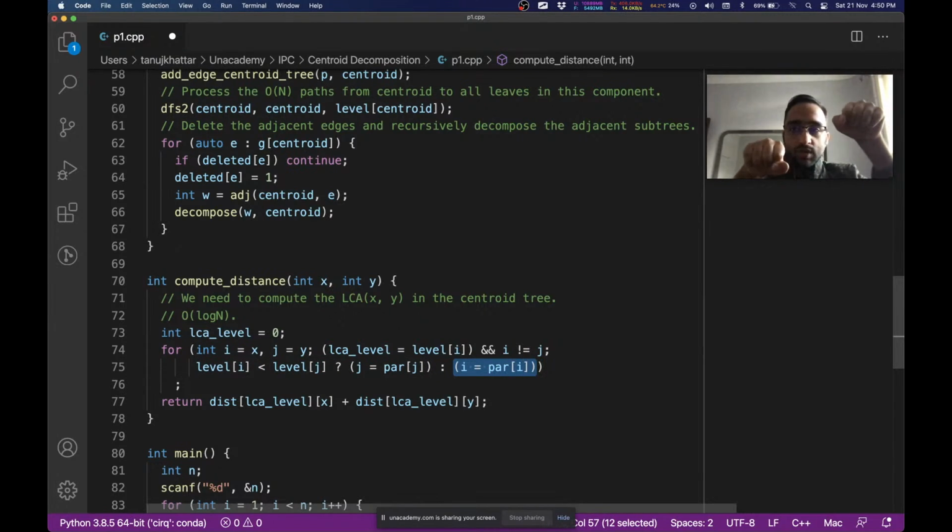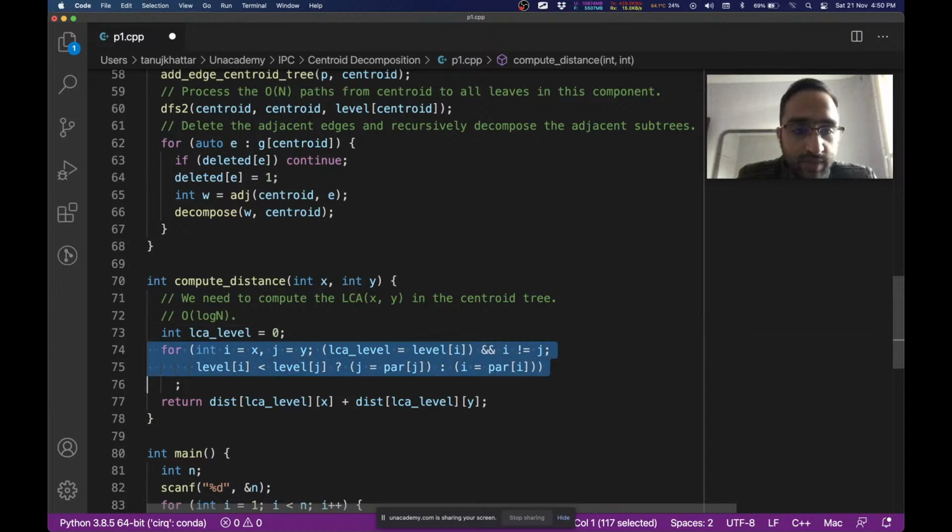Whichever node among the two is deeper, you move it one level up, and then you again compare. If they are at the same level, you move up any one of them. The idea is that you keep moving the two nodes up one by one till you finally hit the LCA. This for loop will take order log n time and give you the level at which the LCA is there. Instead of giving you the actual node number, I just want the level of the LCA.